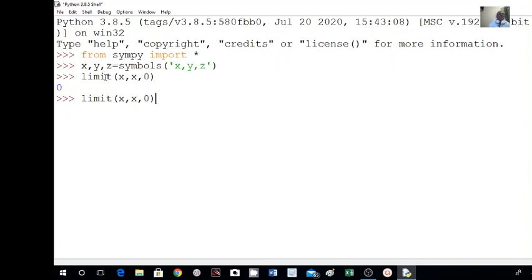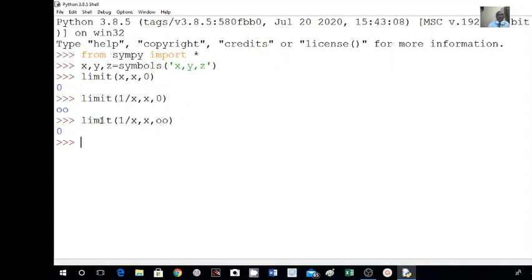Another example, I will go for limit of 1 by x. I think it is equal to infinity, right, as x tends to 0. If I enter, I am getting infinity in this form. Same limit I will take. Enter. For infinity I am writing in Python as oo, that is the infinity.